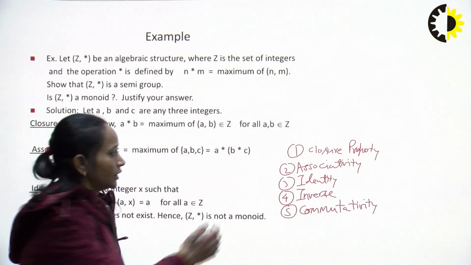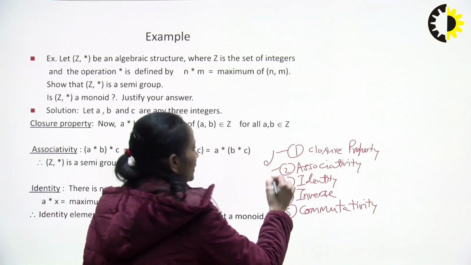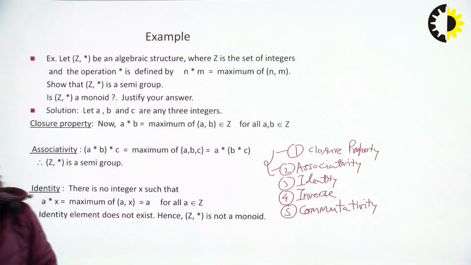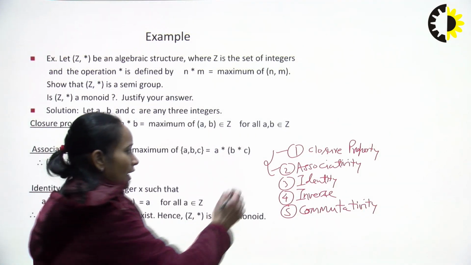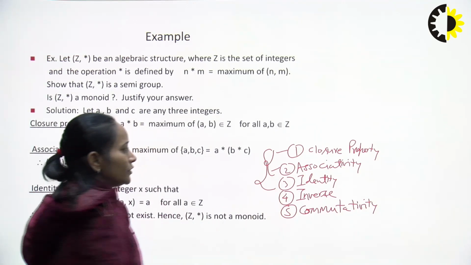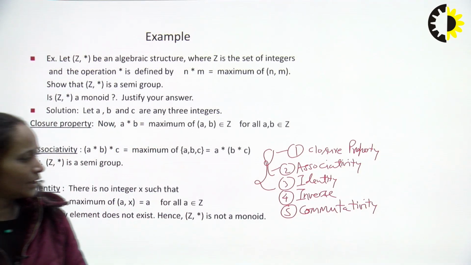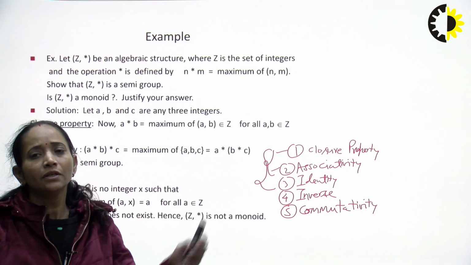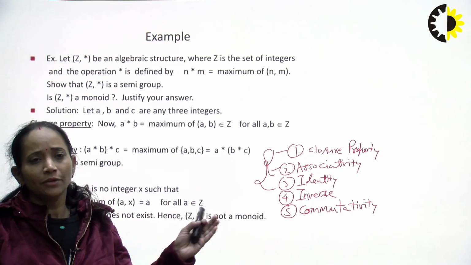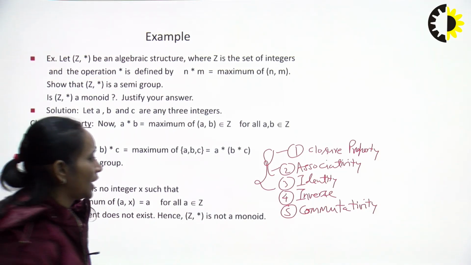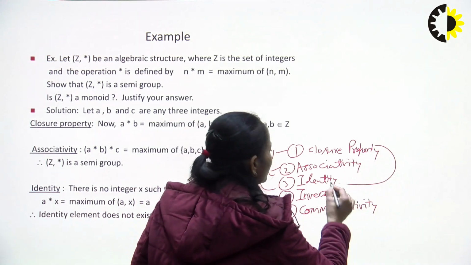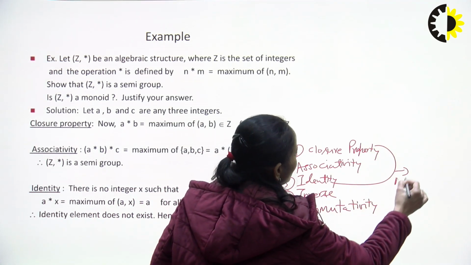If the first and second properties are satisfied, then it is called a semi group. And if the first, second and third, meaning closure property, associativity and identity, these three properties are satisfied, then it is called a semi group with identity, which is also known as monoid.